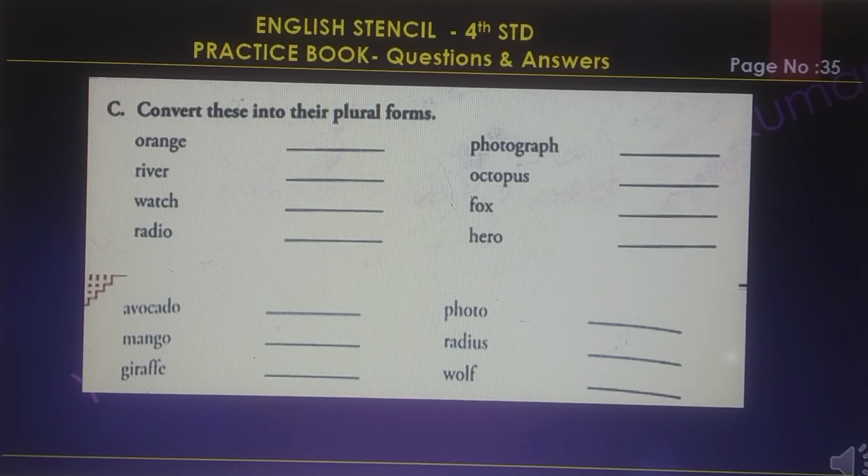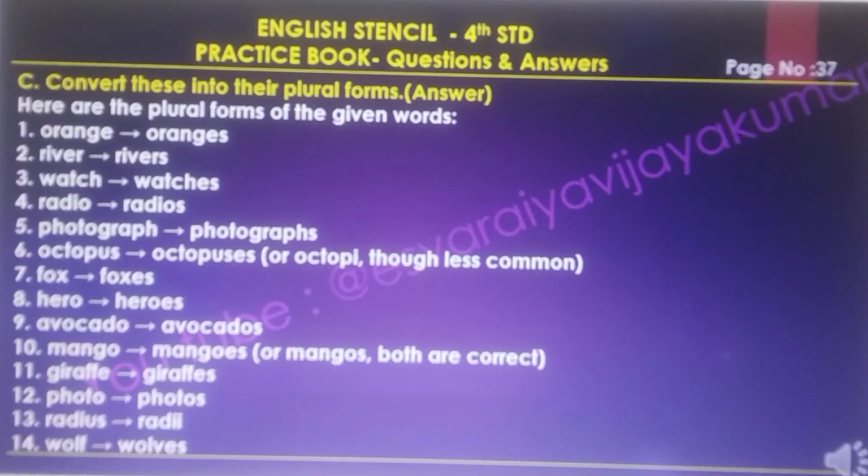Here are the questions. Here are the answers. Orange, oranges, river, rivers, watch, watches, radio, radios, photograph, photographs, octopus, octopuses, fox, foxes, hero, heroes, avocado, avocados, mango, mangoes. Both are correct. Giraffe, giraffes, photo, photos, radius, radii, wolf, wolves.